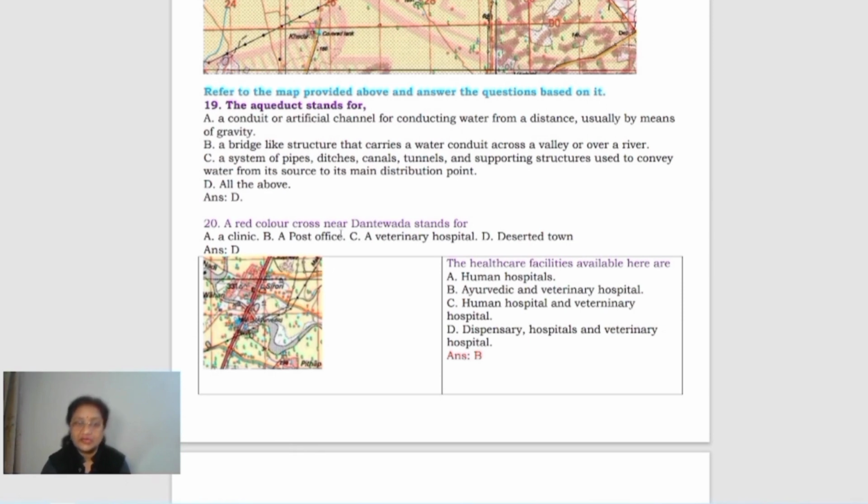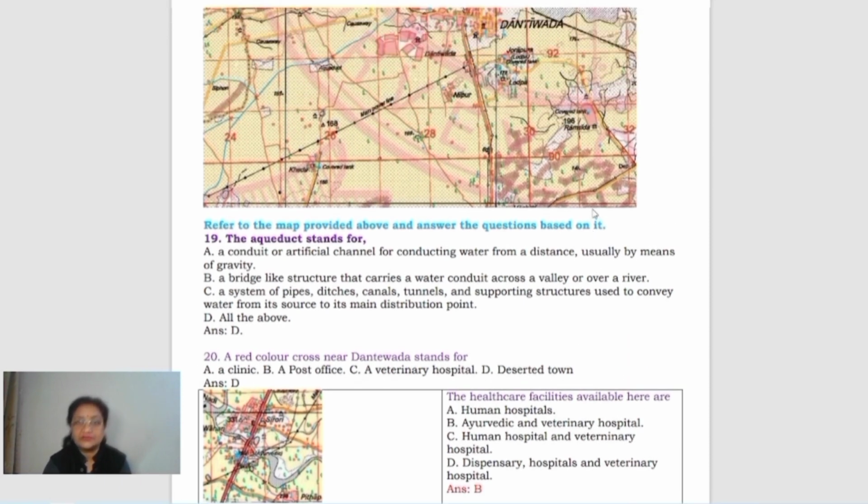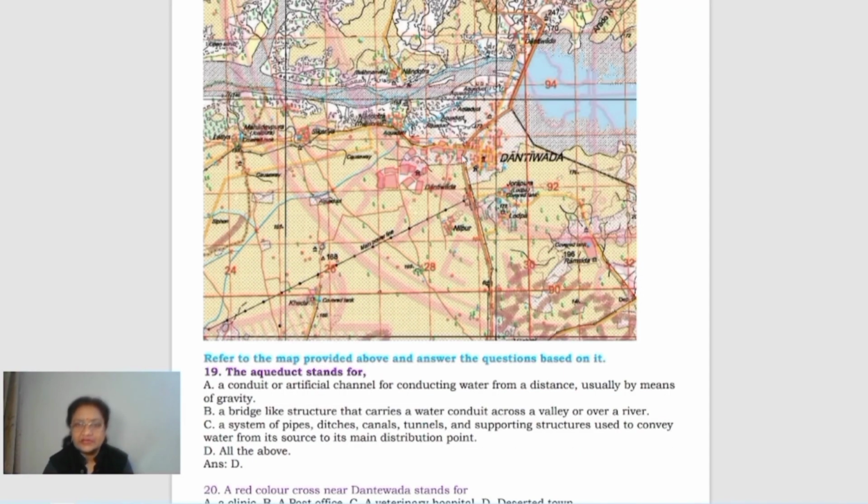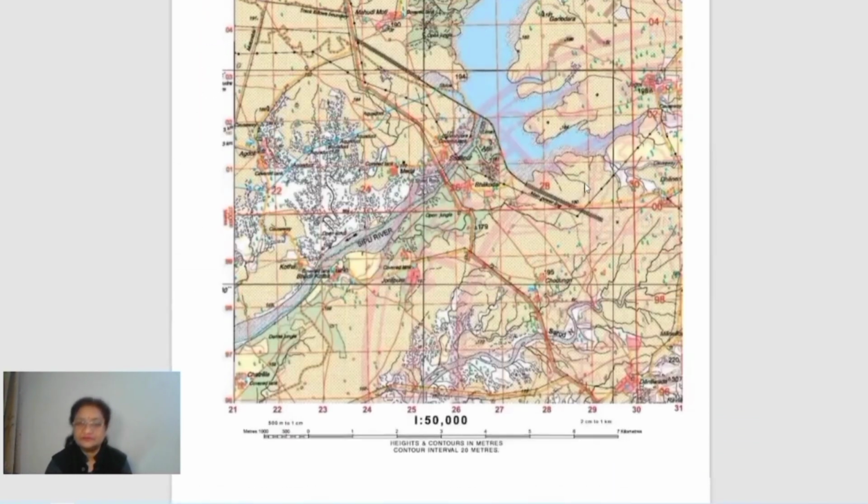Then next, a red color cross near Dantiwada stands for, now red color cross near Dantiwada. Where is Dantiwada? You can see here. This indicates a deserted town. A cross which is given here actually shows a deserted town. Right? That means earlier maybe people were there. Now it has got deserted. It has been left by the people. Then come to next one.